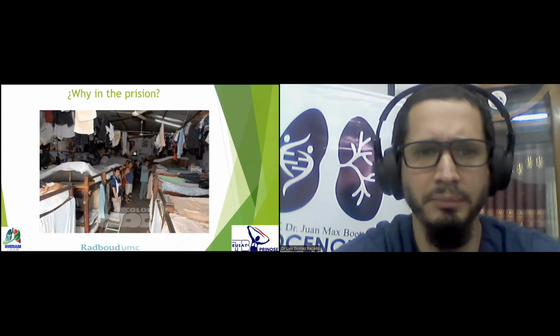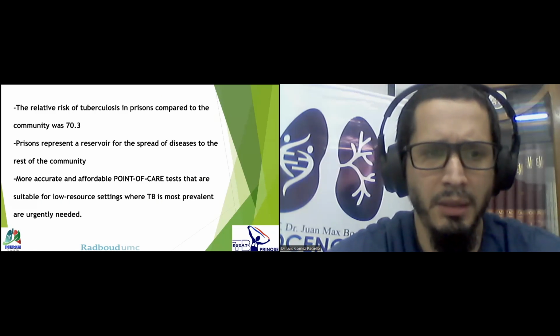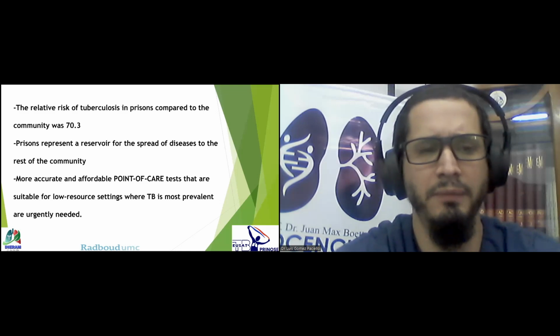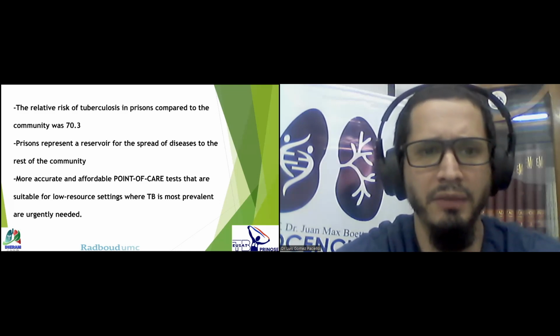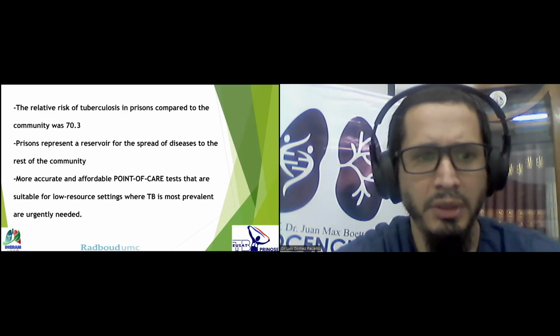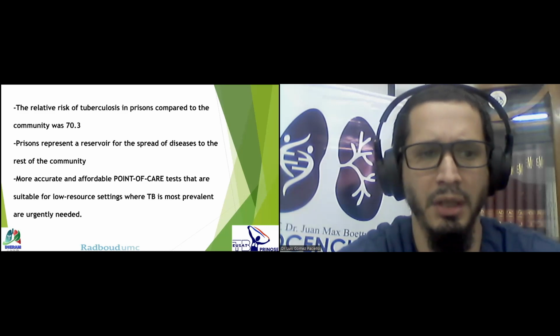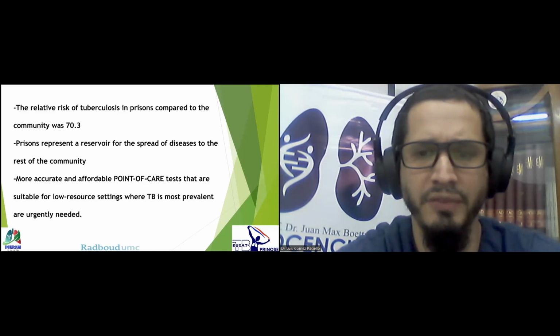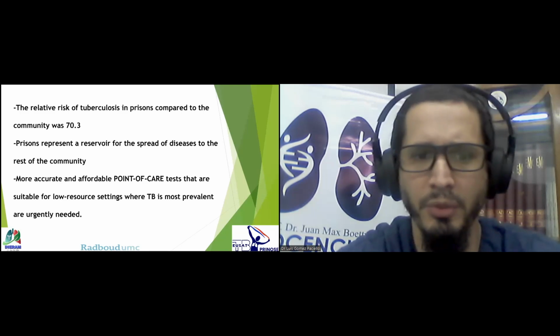There is a study from Paraguayan investigators that found the relative risk of tuberculosis in prison compared to the community was 17.3. So prisons represent a reservoir for the spread of disease to the rest of the community.